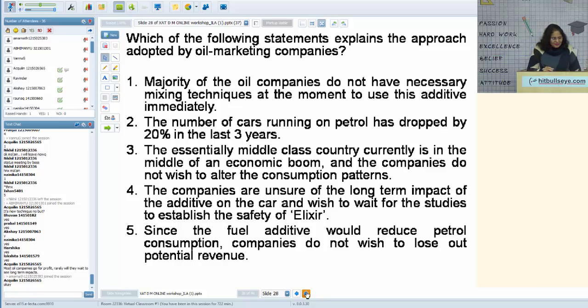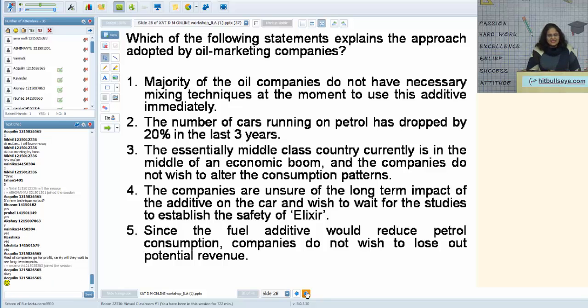Okay, Aquilin. So the best option would be that the companies are not really sure of the long-term impact of the additive on the car. When we are not very sure of these things, that is only when we don't go for something new. So this is the correct option. Guys, can we move on to the next slide?